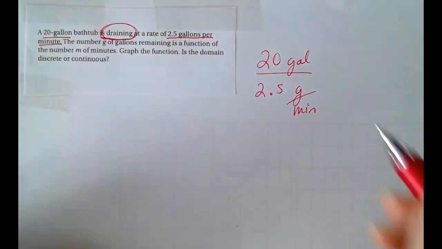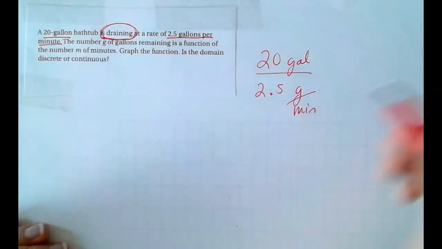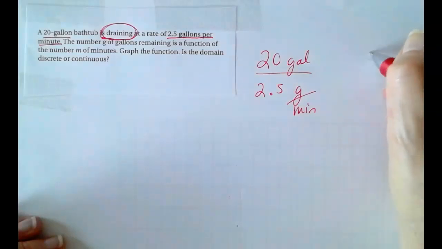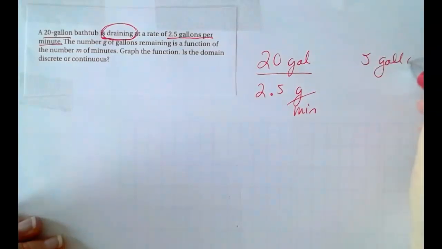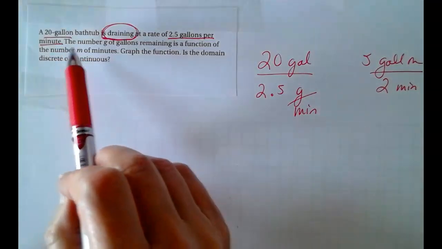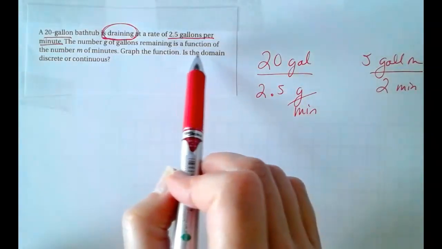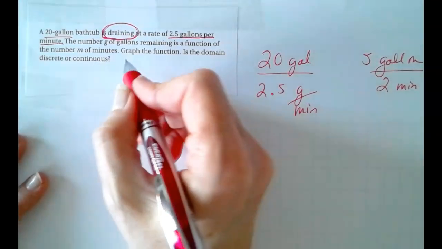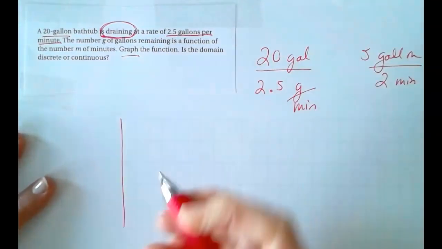So how long is it going to take us to empty the bathtub? Well, let's think about this. If we're losing 2.5 gallons every minute, wouldn't it make more sense to say that we're losing 5 gallons every 2 minutes? Then we don't have the decimal to deal with any longer. So the number g of gallons remaining is a function of the number of minutes. Remember we talked about in the previous video that time is almost always an independent variable. So we're going to make a graph here of this function.